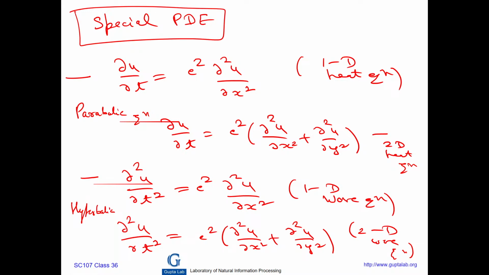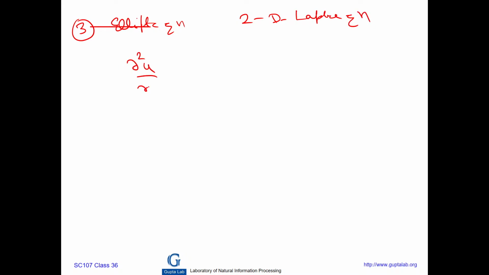And the third one you are actually familiar with. It's the elliptic equation. And actually I am denoting the two dimensional Laplace equation. The equation is ∂²u/∂x² plus ∂²u/∂y². Are you familiar with this equation? If f of z is harmonic, its components satisfy this equation. You remember the Laplace equation, right?